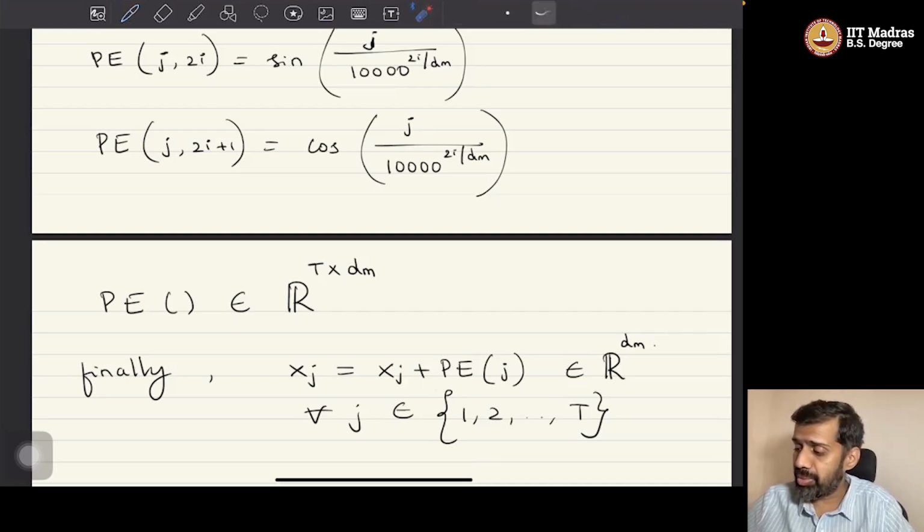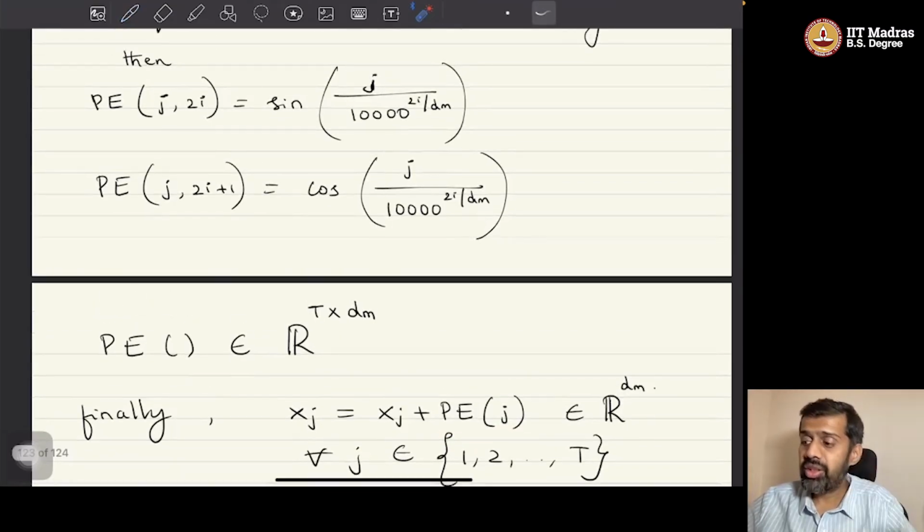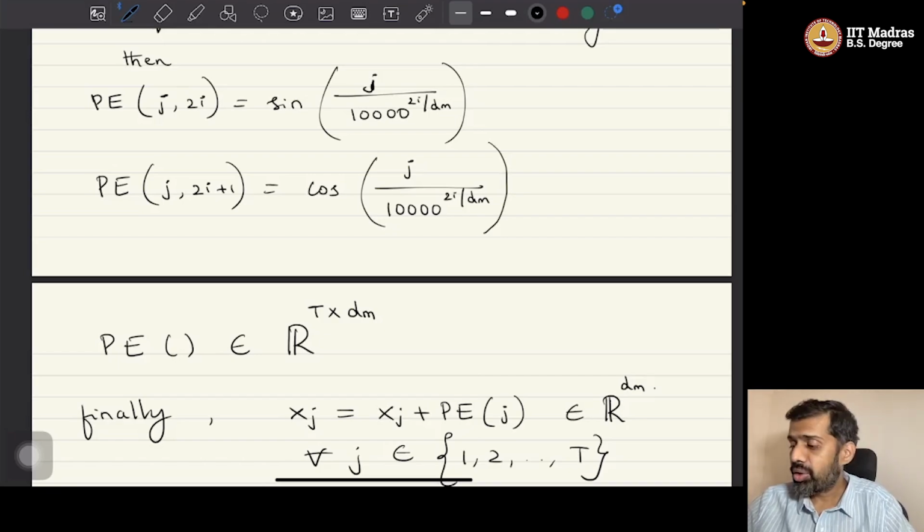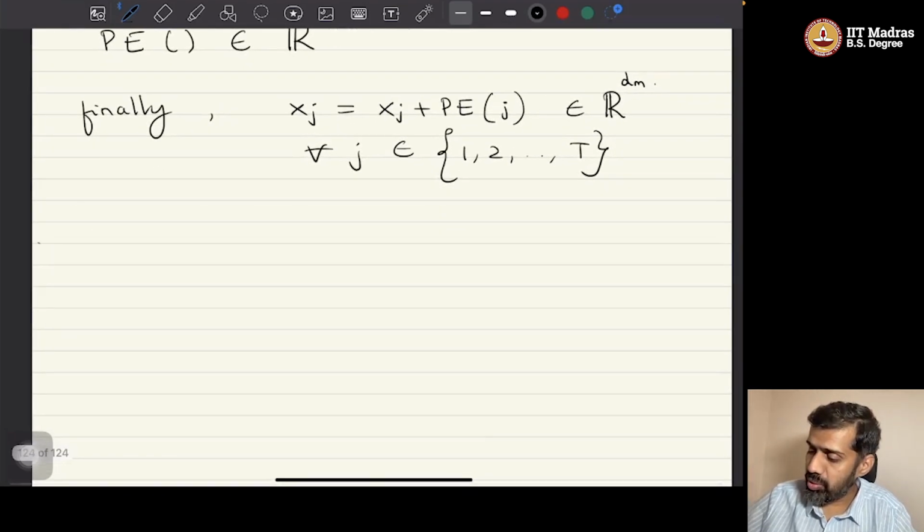Now note that this PE of j is a unique fixed vector that will symbolize the corresponding position of a given token in the input sequence, right? Because these are fixed constants for a given j. Therefore this will tell the architecture what is the corresponding position that I am looking at, right?